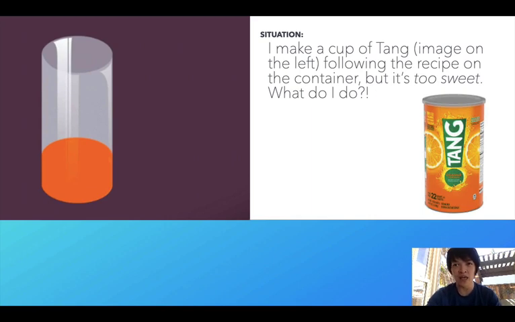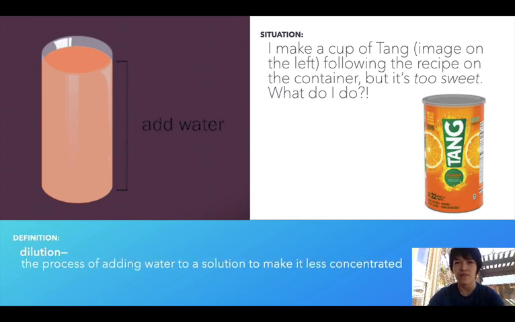You can see my fantastic mixture of Tang with the image on the left. I make a cup of Tang following the recipe on the container, but it's too sweet. What do I do? Do I just pour it down the drain and remake it? No, I could just add more water to dilute it. You know that. So let's just formally define this word.